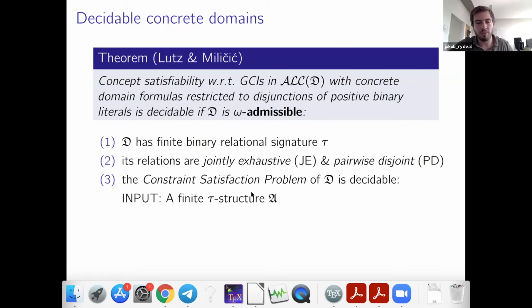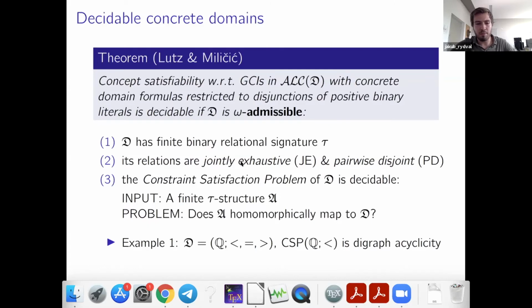So this is the problem that gets as an input a finite tau structure A, which means that this structure has the same signature again as the concrete domain. And the problem is to decide whether A homomorphically maps to D. And many computational problems can be formulated as CSPs. For instance, satisfiability of linear equations. We can take the linear equation system and build a finite structure from it, and then satisfiability corresponds to existence of a homomorphism.